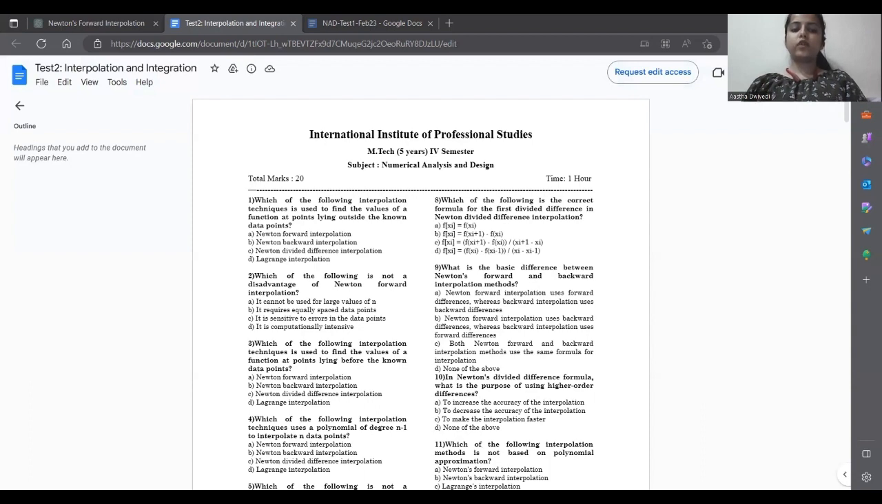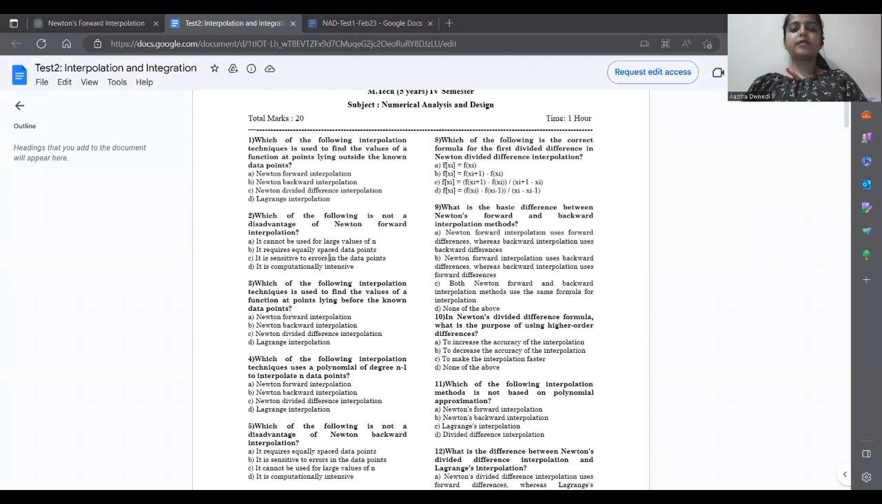Next question. Which of the following is not a disadvantage of Newton forward interpolation? It cannot be used for large values of n. It requires equally spaced data points. It is sensitive to error in data points. It is computationally intensive. One of the main advantages of Newton forward interpolation is fast computation. Once the forward difference table has been constructed, the coefficients of the polynomial can be calculated quickly and efficiently. So the correct answer is D.